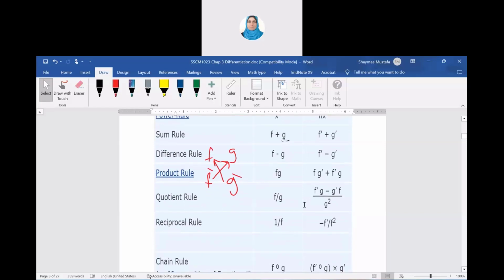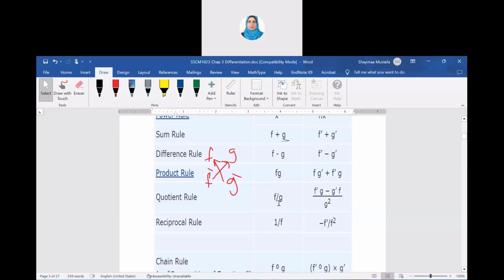For the division rule or quotient rule, f over g. Here I have division of two functions, f over g. So I need to apply the division rule. Again, if you have a function f and a function g, and you need to find the derivative for f over g, same as multiplication: first, find the derivative for f, then find the derivative for g, then apply this rule. The derivative for f times g minus the derivative for g times f, divided by g squared.